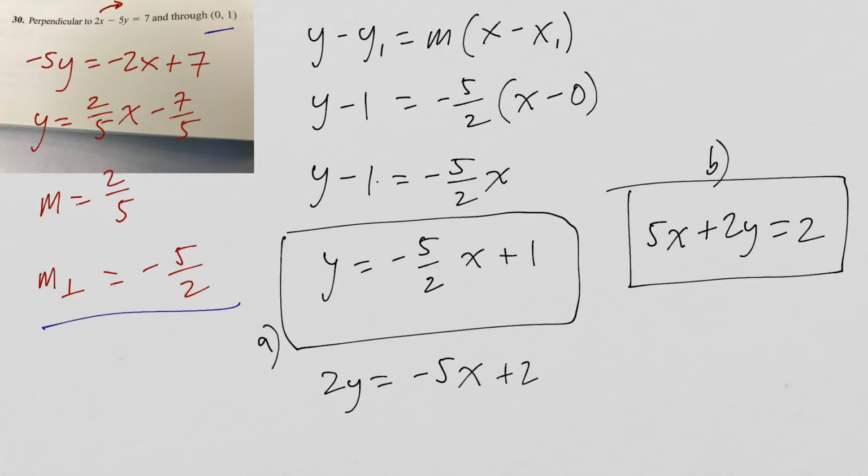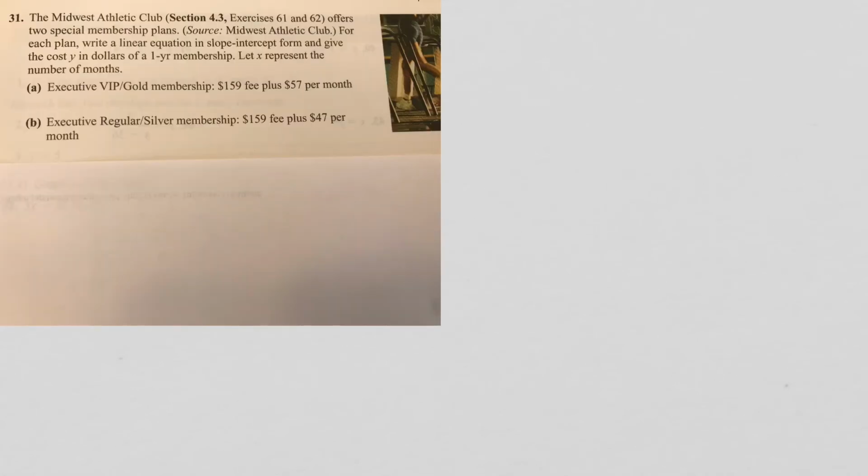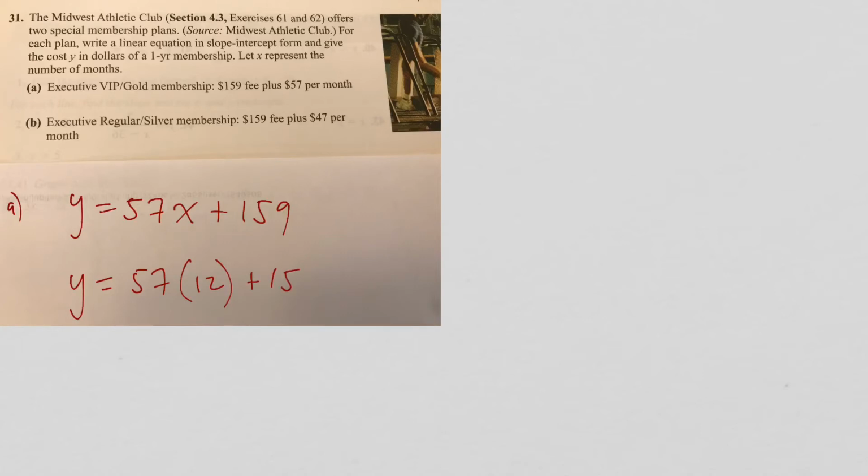This is part A. Okay, for part A, we've got y is equal to $57 per month, so 57x plus the one-time fee of $159. So if we want to talk about the cost of 1 year, we're going to substitute 12. So we're going to say y is equal to 57 times 12 plus 159, and this just takes a little bit of arithmetic, but you're going to get $843.